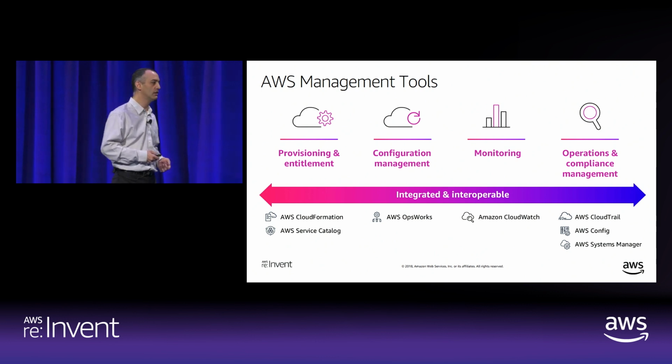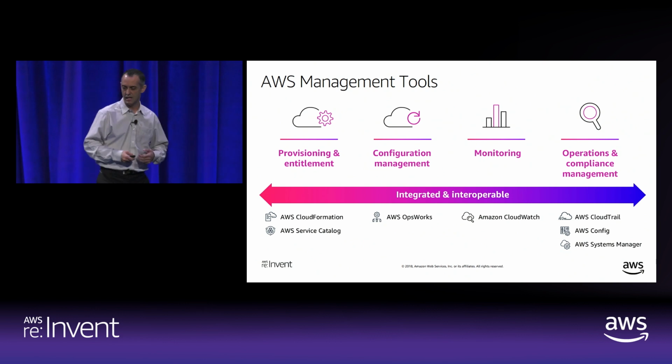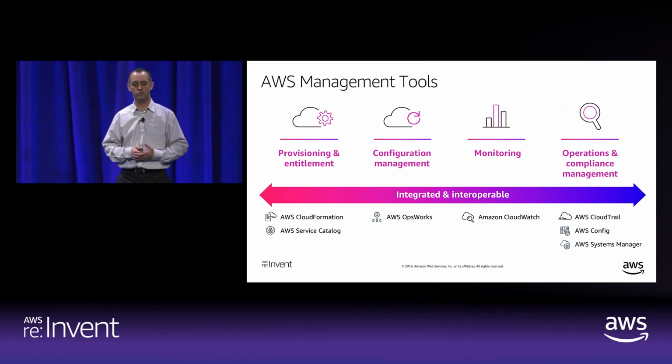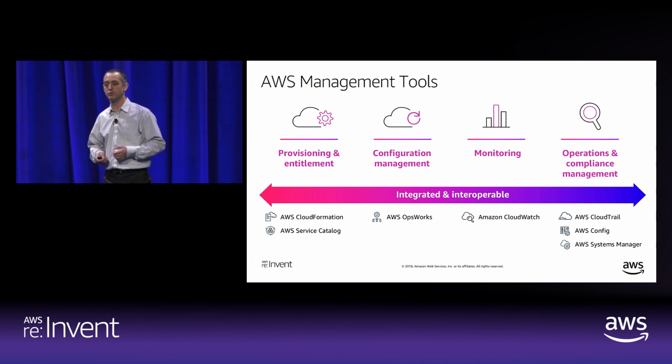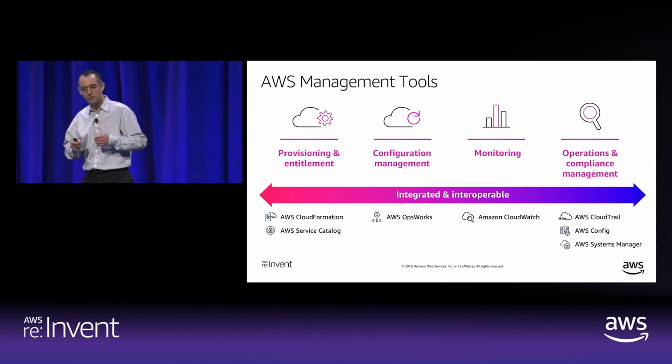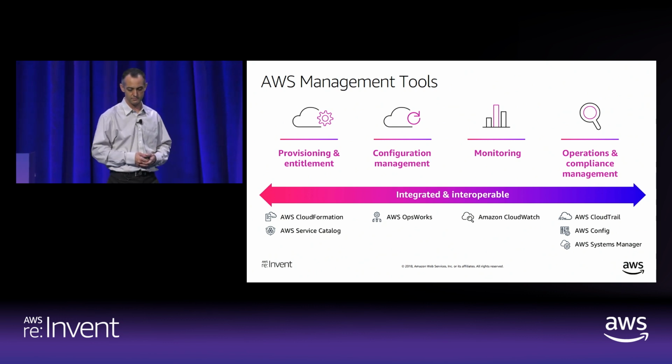We have Service Catalog, which allows you to safely deploy applications to your accounts. And this could be anything from images to full application architectures. There's also OpsWorks, which is a configuration service. And this takes care of hosting and scaling Chef and Puppet servers on your behalf.